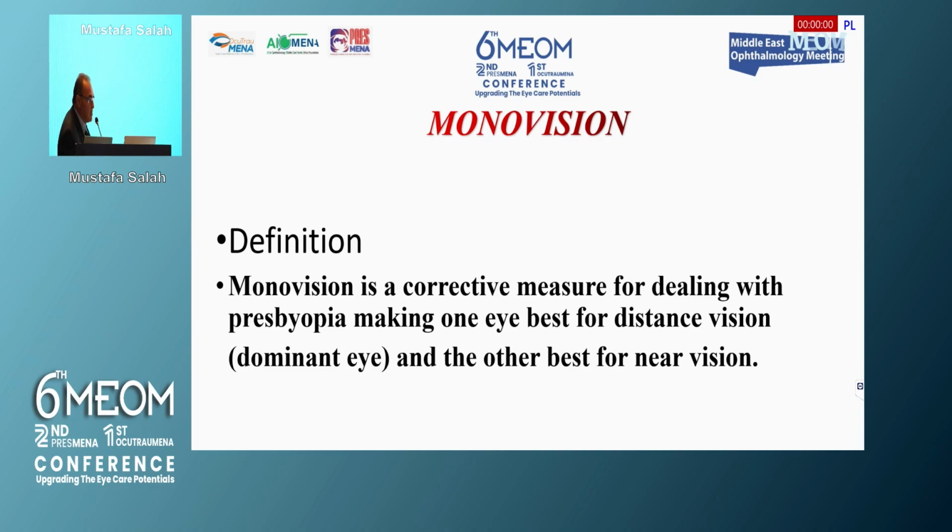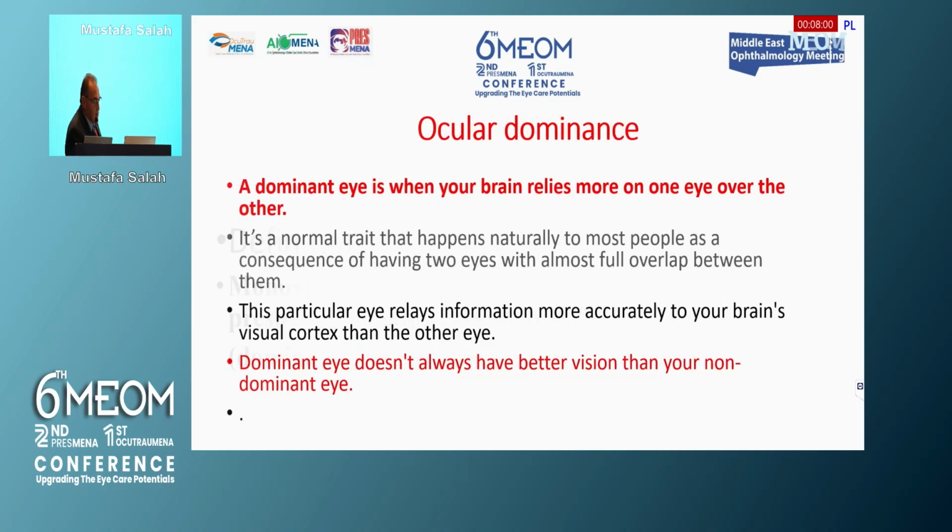So the definition of monovision is a corrective measure for dealing with presbyopia, making one eye perfect for distant vision, the other eye perfect for near vision. So we have to know what the dominant eye is. Ocular dominance is when your brain relies more on one eye over the other. The dominant eye does not always have better vision. This is very important.